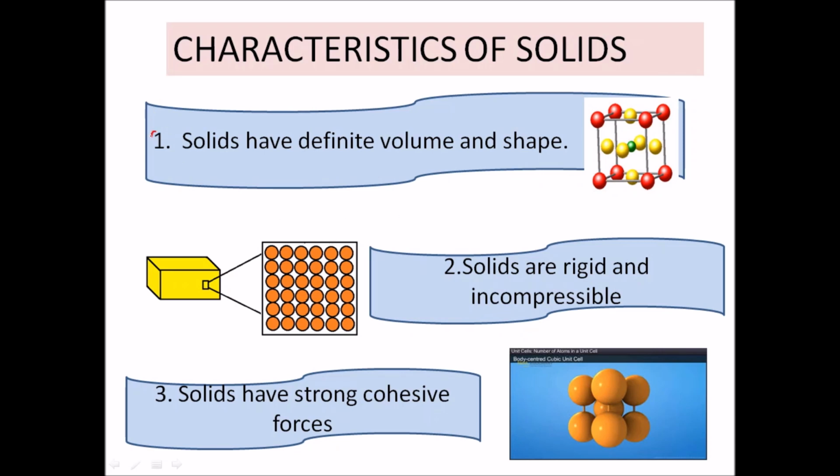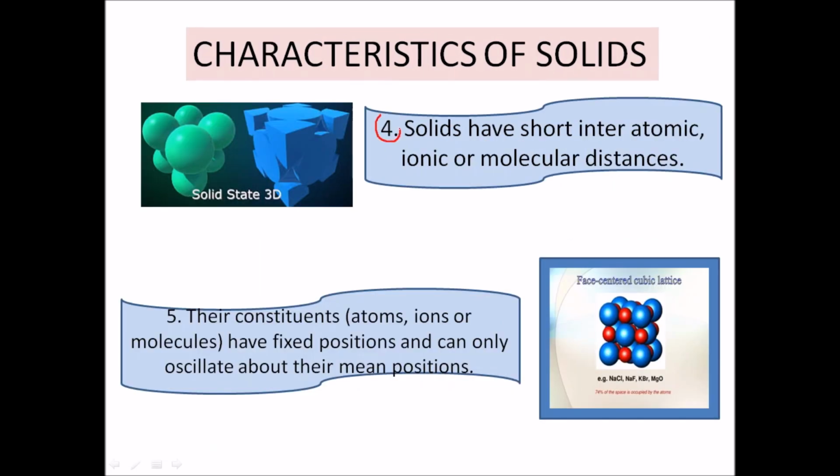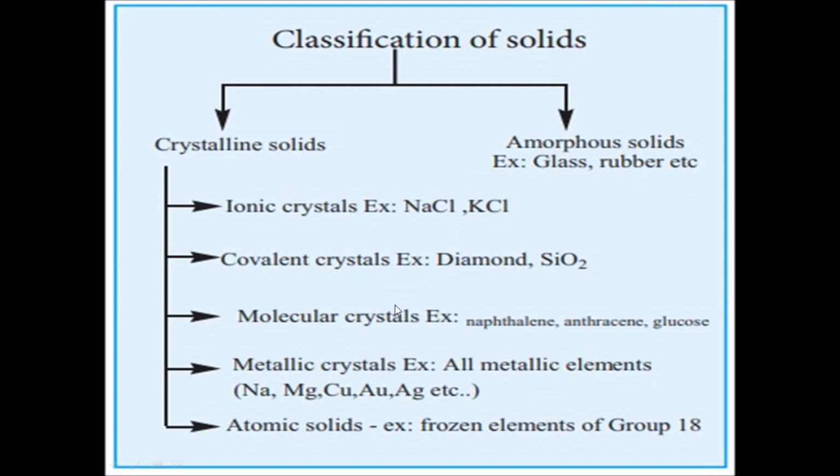Solids have a definite volume and shape. The solids are rigid and incompressible, that is, they cannot be compressed easily. The solids have a strong cohesive force. The force of attraction between them is very strong because they are very close to each other. The interatomic, ionic or molecular distances in solids are very short, and the constituents, that is, the atoms or ions or molecules, have fixed positions and they can only oscillate about their mean positions. Now let's see about the classification of solids.